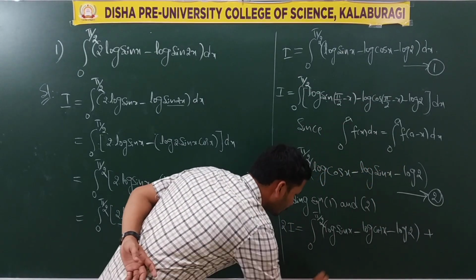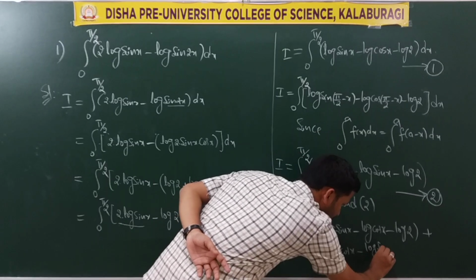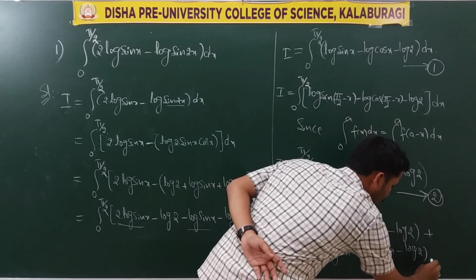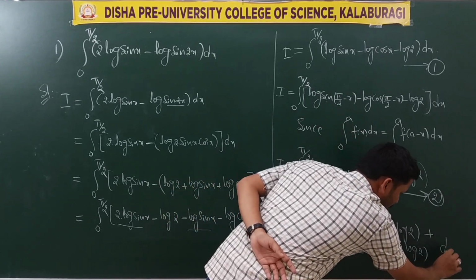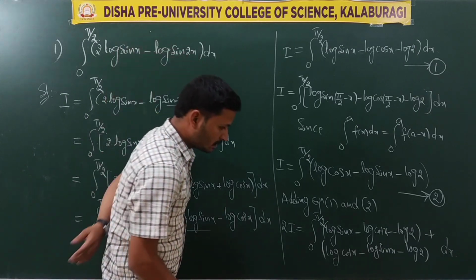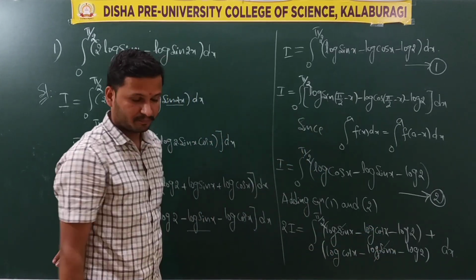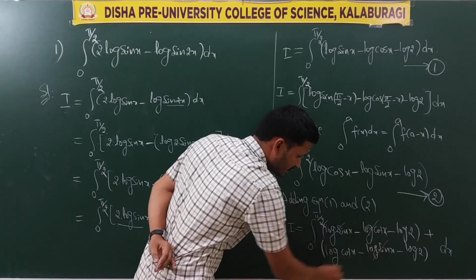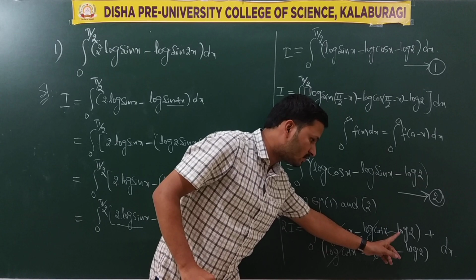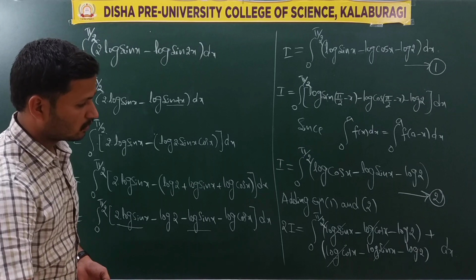So plus log of cos x minus log of sin x minus log of 2 into dx, with respect to x. Now observe which terms cancel. See here plus log of sin x and here minus log of sin x cancel, and then minus log of cos x, here plus log of cos x cancel. So only remaining terms are minus log 2 minus log 2, that is minus 2 log 2.